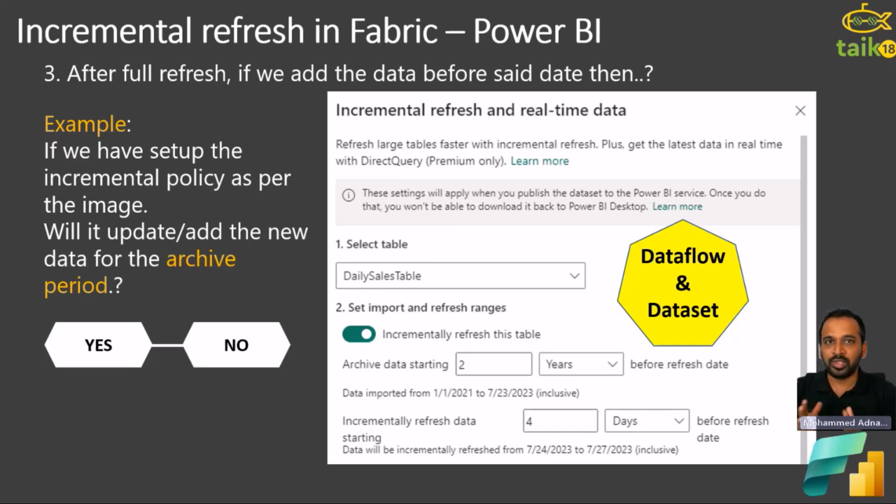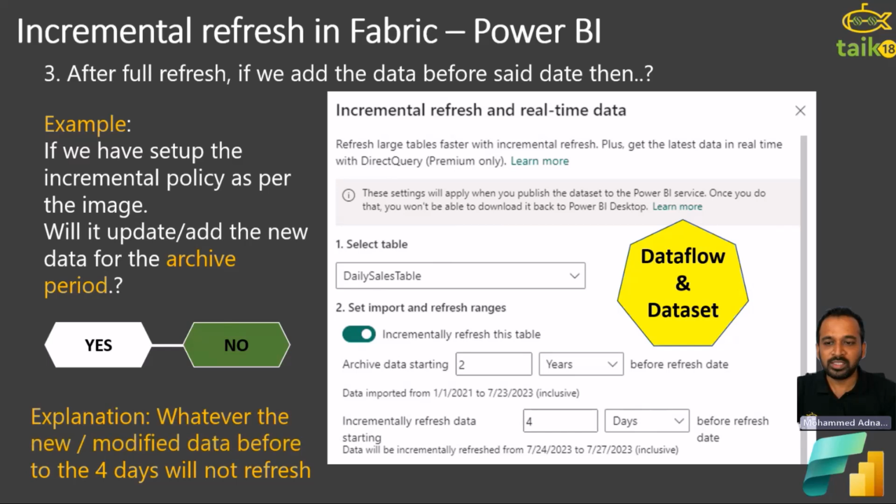Let's say, for example, you have made some changes to your transaction data for the period of December 2022. The duration we have here, from 1st of January 2021 to July 23, is what we call the archive data. So if you made any changes to the archive data, will it refresh or not? The answer for this one is basically no.